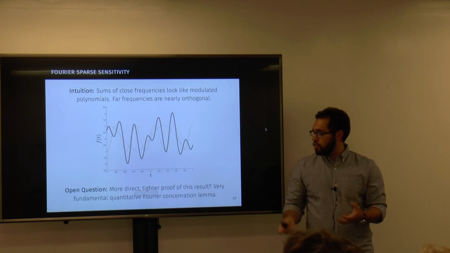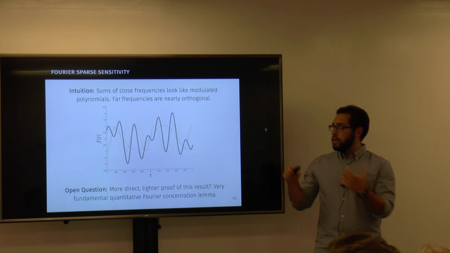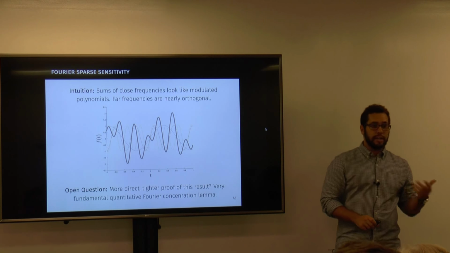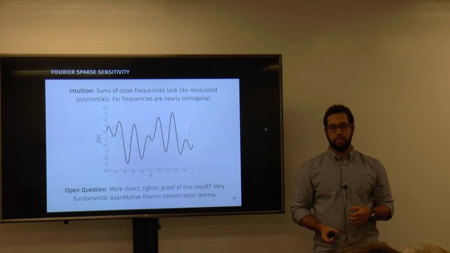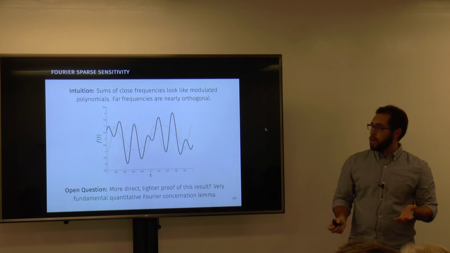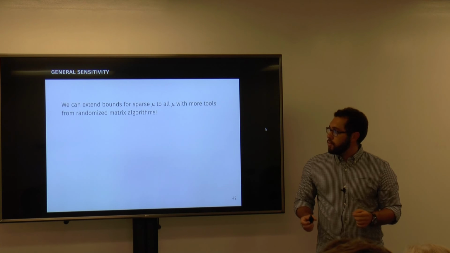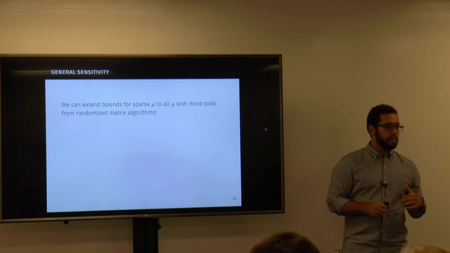But it's not a super satisfying answer. It's also a really nice question: can we get a more direct proof of this result and tighten it? Because probably k to the fourth isn't tight. We believe k squared is tight. But anyway, we're getting close on time. I'm just going to give you a flavor for what our contribution is.